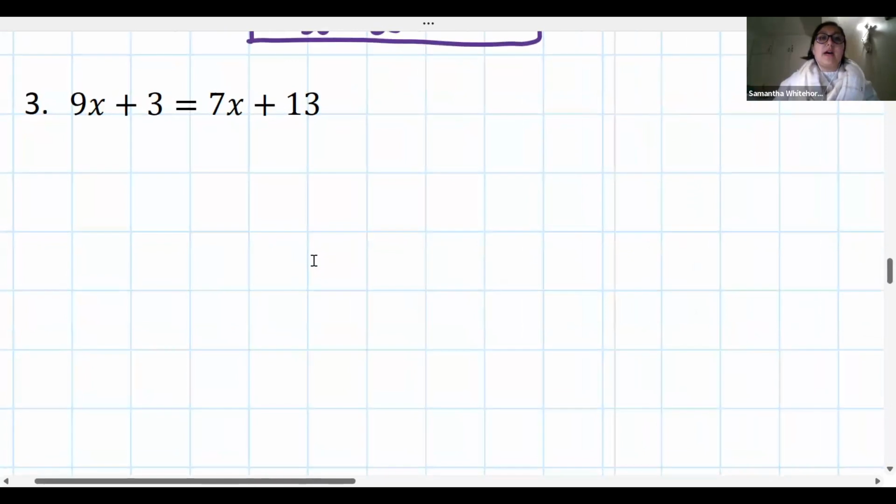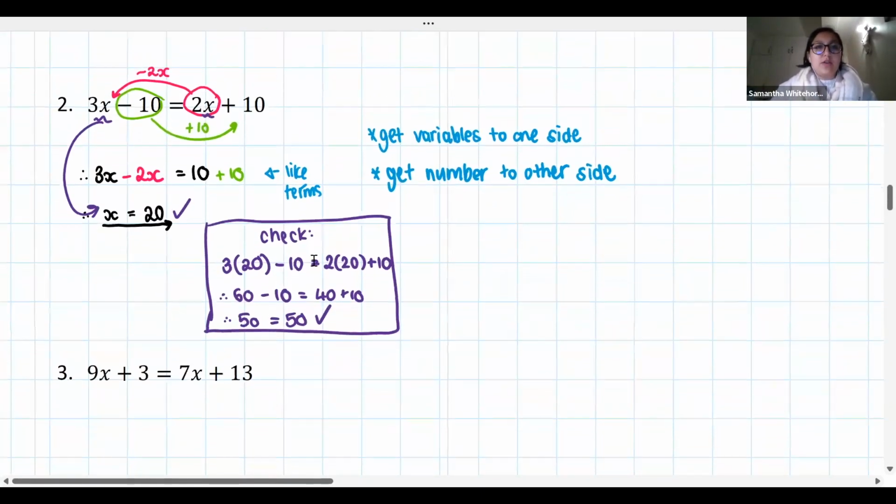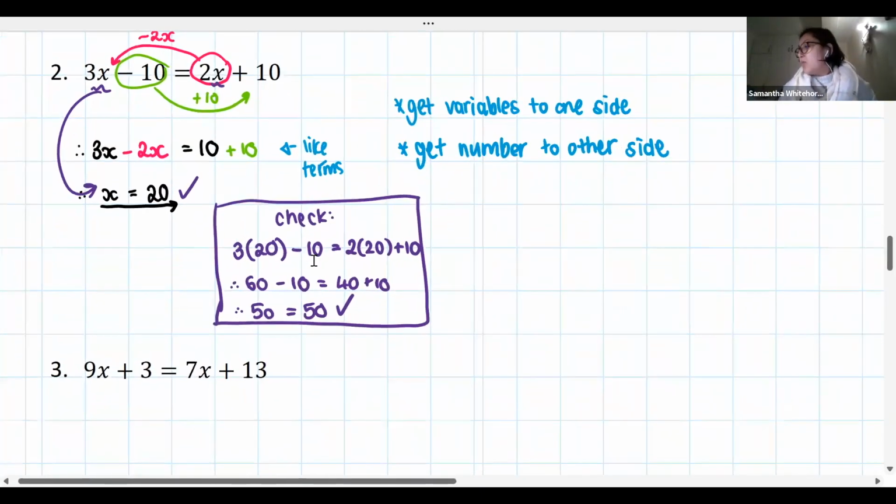So here we've got 9x plus 3 equals 7x plus 13. So what I'm actually going to do is make that smaller. There you go. You can still see it. I want you to try and solve for x in question 3. So use what we spoke about in question 2 about getting all x terms to one side, all numbers to the other, and I want you to solve for x. So what is x equal to in equation number 3?